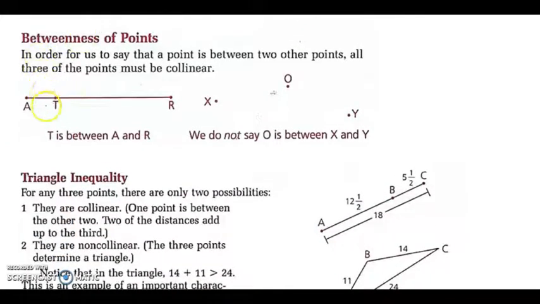If a point is between two other points, it is automatically implied that all three of the points are collinear. So here I can say T is between A and R, but I cannot say O is between X and Y because O, X, and Y are not on the same line.